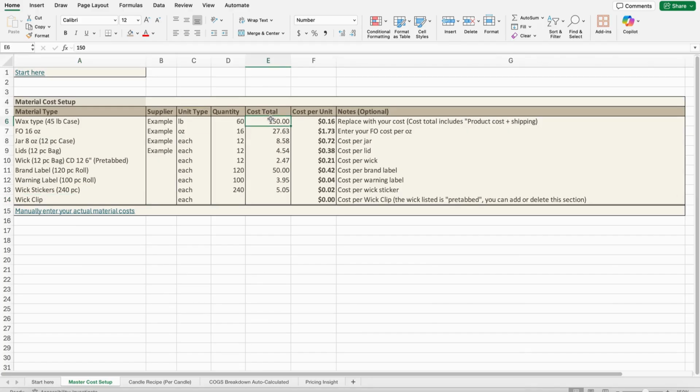For example, if I change the total cost of wax here, watch what happens. You'll notice the cost per unit updates automatically. This matters because once this number is correct, every downstream calculation becomes accurate. This tab exists so you only enter these costs once, instead of repeating yourself everywhere else.